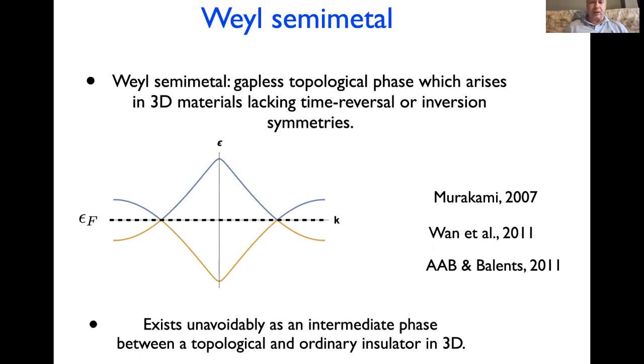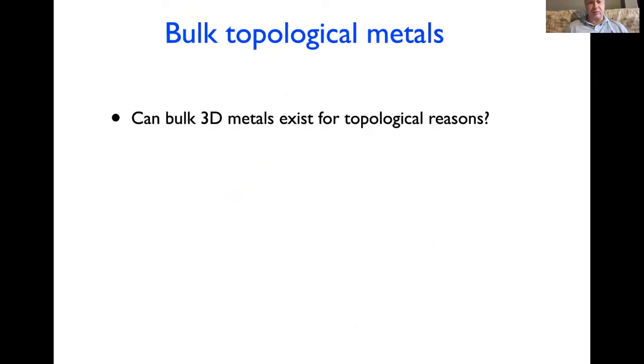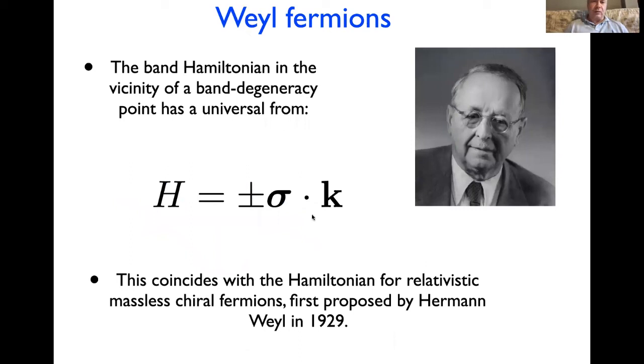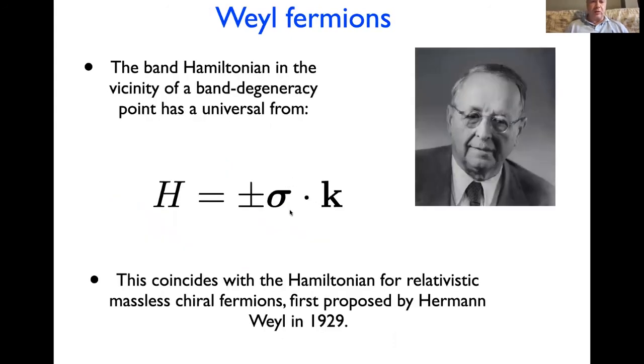And so unlike the accidental compensated semimetal which I mentioned, which is really an accident of chemistry, the Weyl semimetal exists unavoidably, basically, as an intermediate phase between a topological and ordinary insulator in 3 dimensions. Okay. And the reason it's called Weyl is because if you expand the band Hamiltonian in Taylor series in the deviation of momentum from these touching points, it looks like basically the Hamiltonian of relativistic chiral fermions that come in 2 flavors corresponding to this sign in front here. And this sign is chirality, right-handed or left-handed. But let me not dwell on this too much.